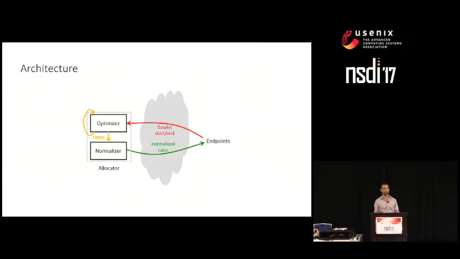So let's review the architecture. Endpoints send to the allocator notifications on when flowlets start and end. The allocator continuously runs iterations of the optimizer, and after every iteration copies the rates to the normalizer, which normalizes the rates, sends them on to the endpoints, which then enforce these rates. So given this architecture, we now set out to scale the system to large networks.